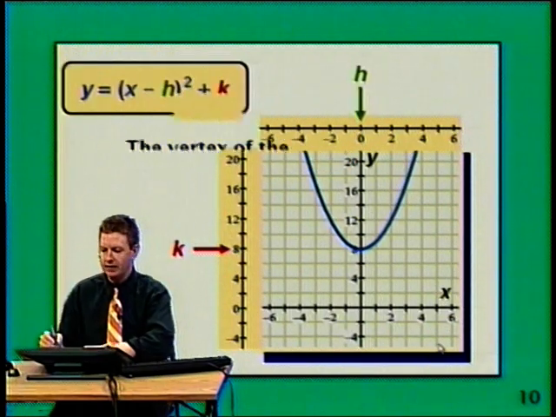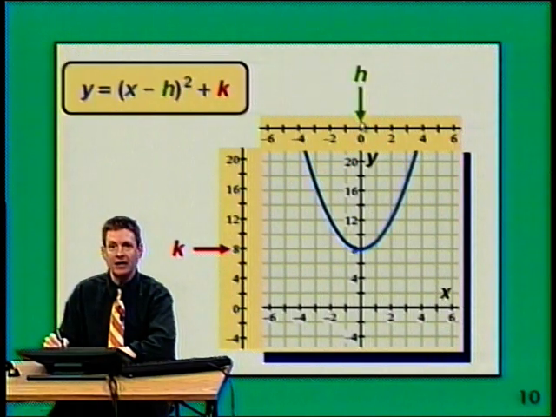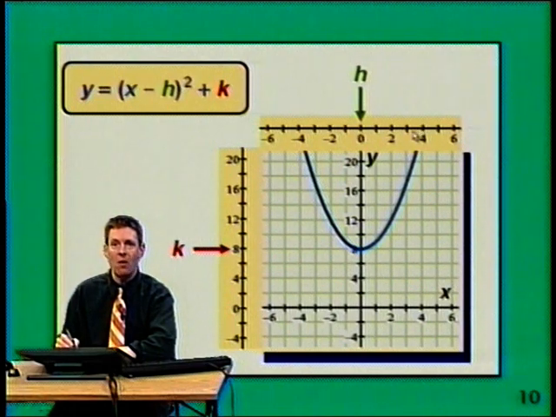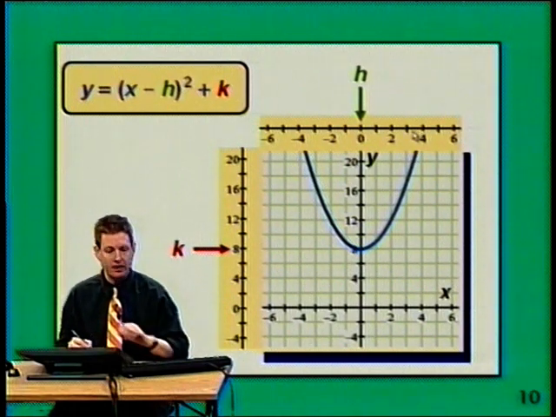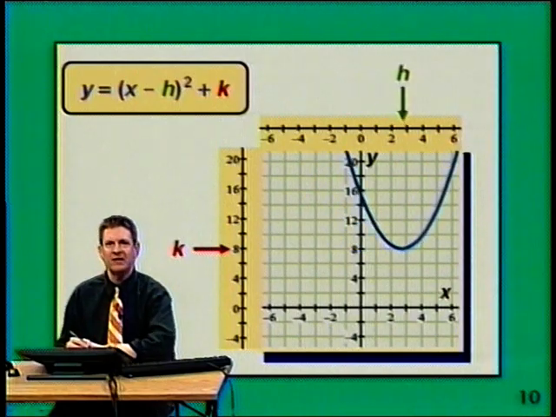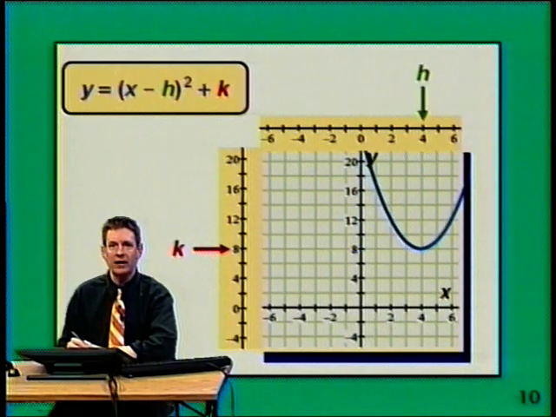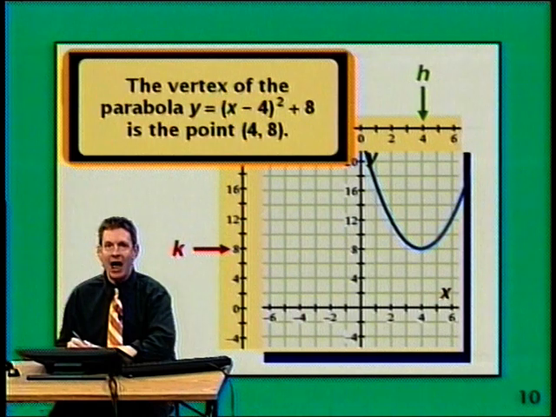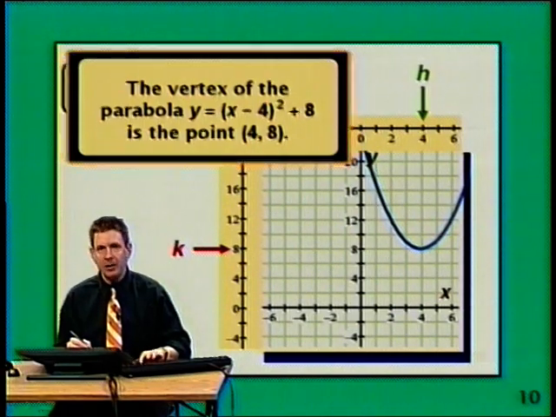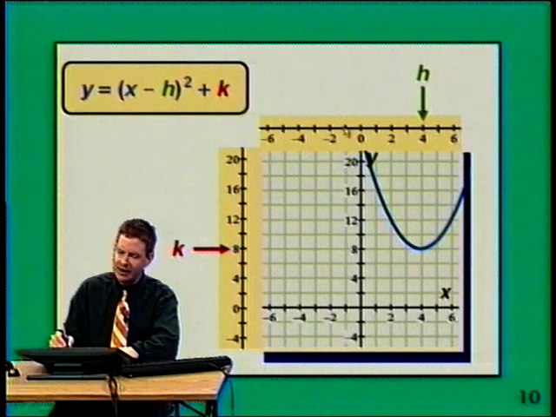Now what I'm going to do is I'm going to take the value of h and I'm going to shift it over to 4. And what I want you to do is watch what happens to the vertex of the parabola as h increases to 4, as h moves to the right along the number line. The vertex of the parabola moves right along with h. And in fact, the vertex of the parabola y equals x minus 4 quantity squared plus 8 is the point 4, 8.